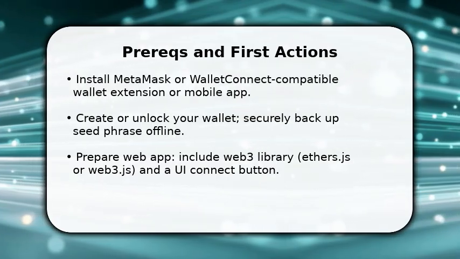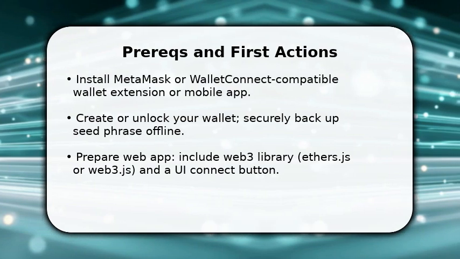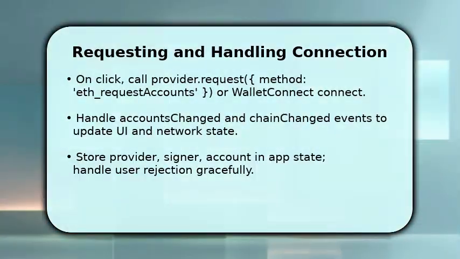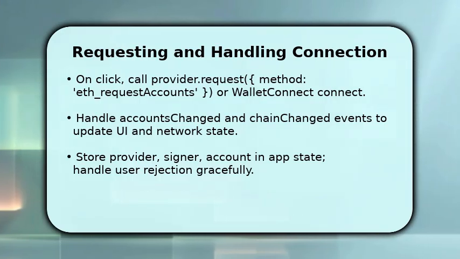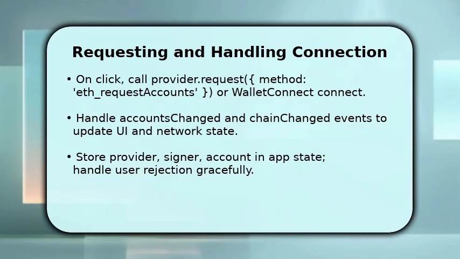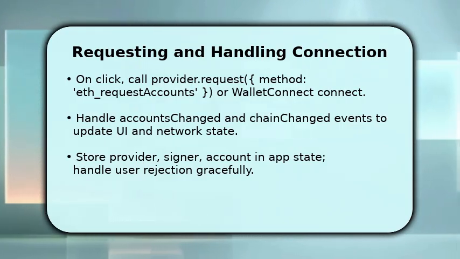Set up clear UI states for disconnected, connecting, and connected to guide the user. You trigger the connection when the user clicks. Call provider.request with request accounts for injected wallets or initiate a WalletConnect session for mobile. This prompts the wallet UI. Explain to the user why permissions are needed to read addresses. Once allowed, save provider, signer, and account in your state and render the connected view.